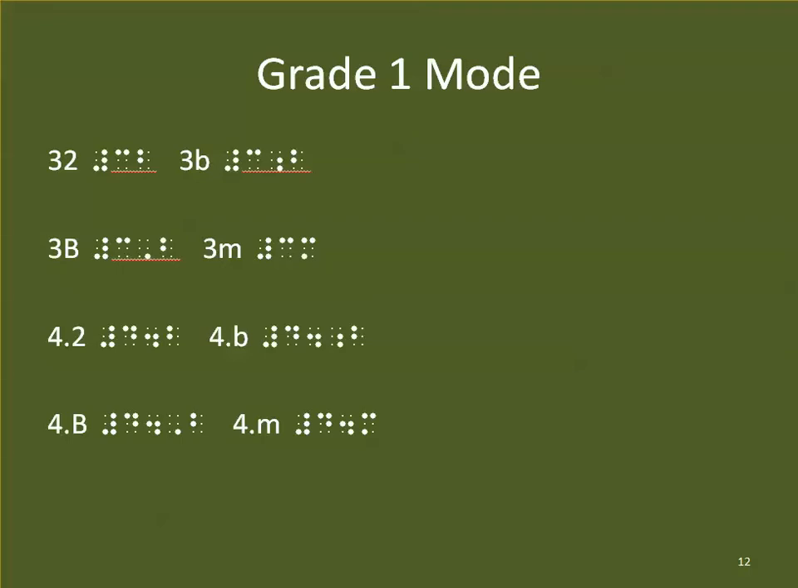The next example, 3 capital B, again, the capital sign terminates numeric mode. Capital B can't be mistaken for a number. We don't need a grade 1 mode indicator there. Same thing with 3M, and M can't be mistaken for a numeral.